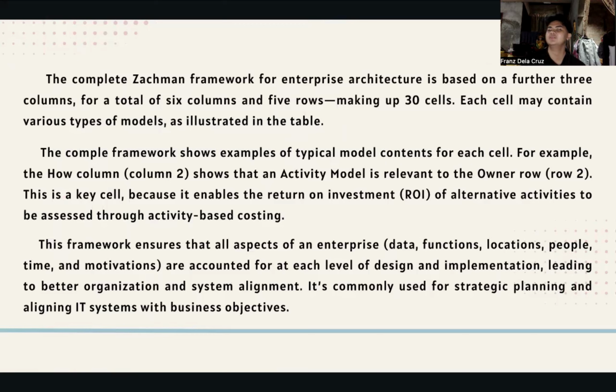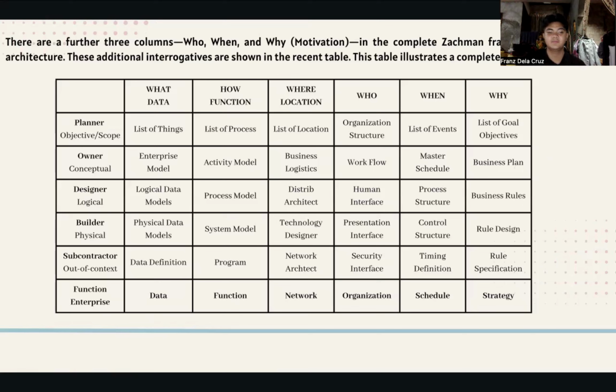The complete Zachman framework for enterprise architecture is based on the further 3 columns, for a total of 6 columns and 5 rows, making up 30 cells. Each cell may contain various types of models as illustrated in the table. The complete framework shows examples of typical model contents for each cell. For example, the how column shows that an activity model is relevant to the owner role. It's useful because it enables the return on investment of alternative activities to be assessed through activity-based costing. The owner is conceptual. In the how function, we have the activity model. They are related to each other.